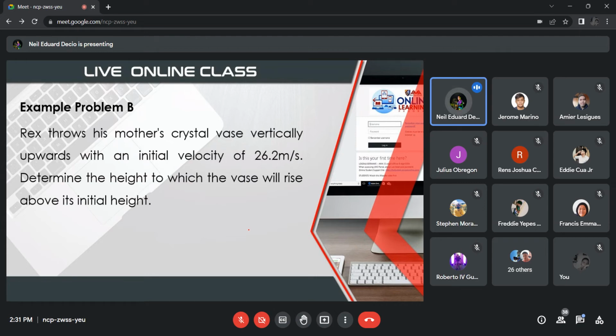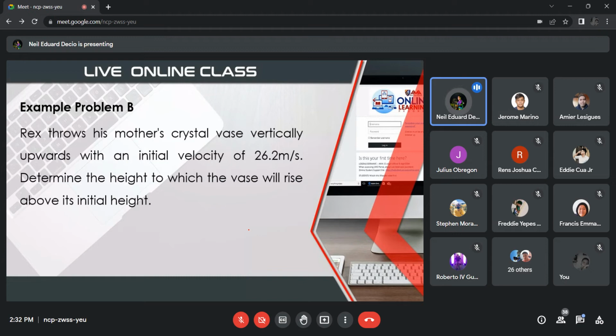So imagine you throw a crystal vase vertically upward, and its velocity is 26.2 meter per second. And then we are looking for the displacement, the height, from the moment you throw it up to the point before it began falling down again, di ba? Of course, it will not rise infinitely. It will reach a point, its peak, and then it's going to fall down due to gravity.